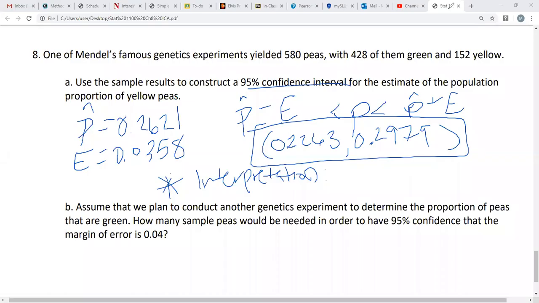All right, sorry to pause for a second there. I had someone knock on my door. Social distancing. Let's continue with that interpretation.